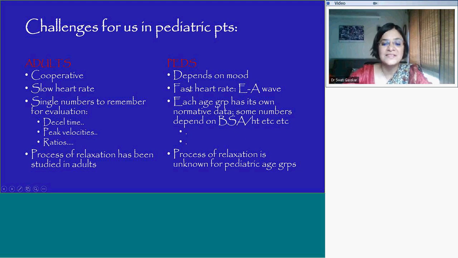The heart rate is much faster, which affects how the waves are seen on atrial imaging, Doppler imaging. For the adult guys, we don't have a single number cutoff point to remember for various things. Each group has its own normative data. The process of relaxation has been very well studied. Well, it's getting better, decade by decade. In adult and pediatrics, it's still unknown to a large extent.